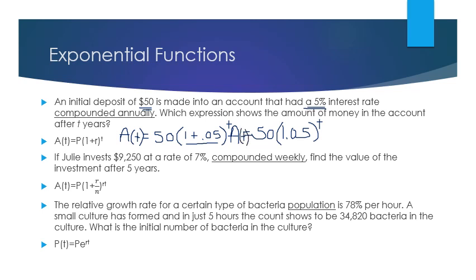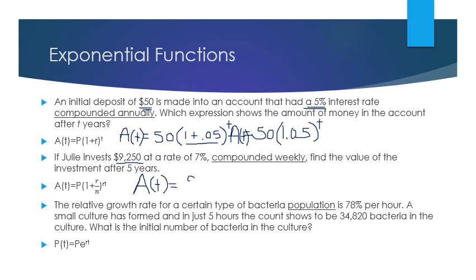Okay, here's another investment problem from your test where a certain amount of money is invested at 7% compounded weekly, and you need to find the value of the investment after 5 years. Well, we're going to use a slightly changed equation. It's going to look very similar, but I'm going to change it because if it's going to be compounded every week, that's going to be 52 times during the year.